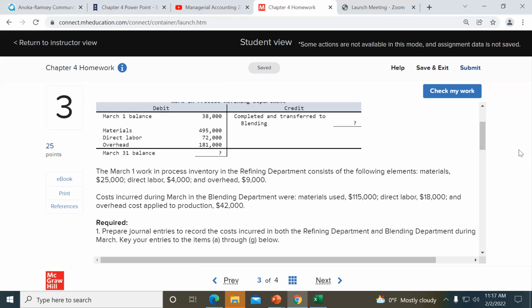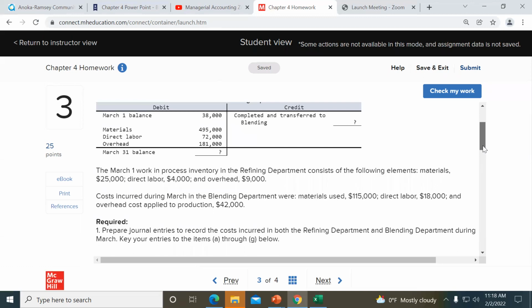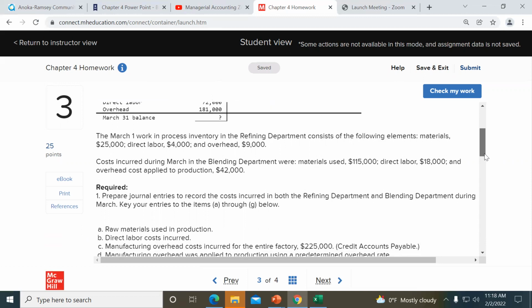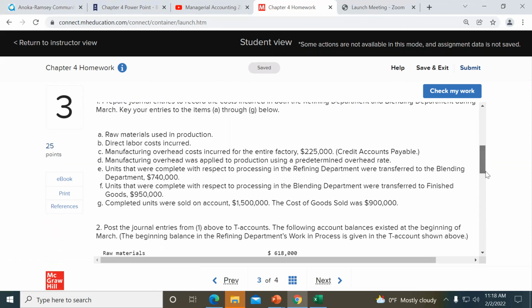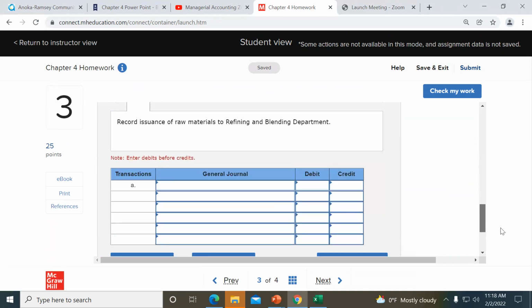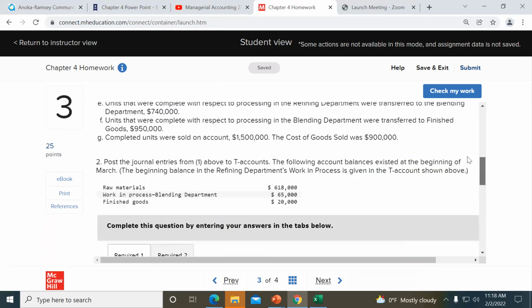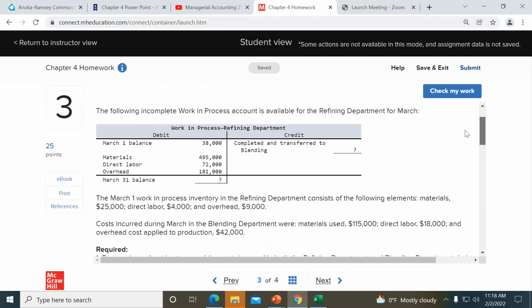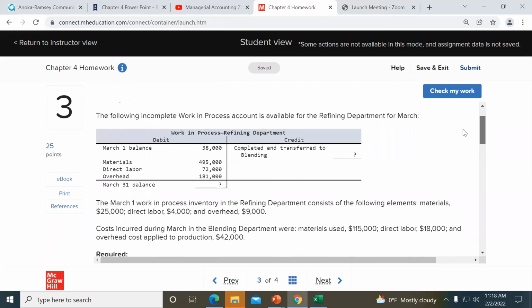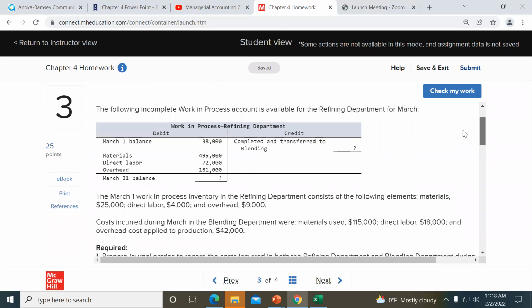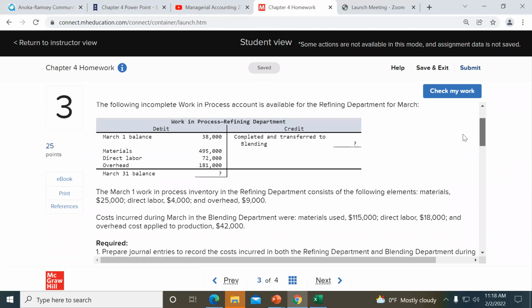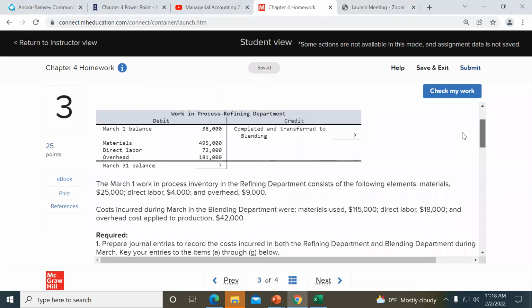Prepare journal entries to record the costs incurred in both the refining department and blending department during March. Key your entries to the items A through G below. So the first one is record issuance of raw materials to the refining department and blending. So the refining department materials were $495. The blending department materials were $115, right? See how I'm saying them?